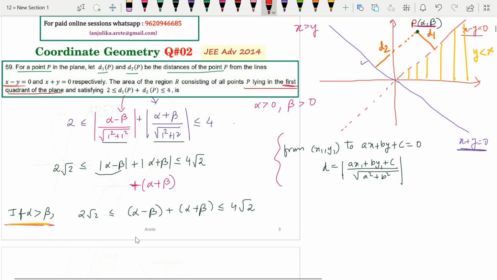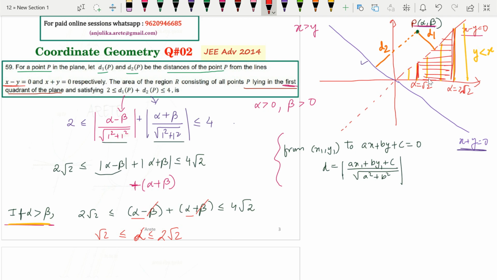Now let's solve it. See, beta and beta get cancelled. 2 alpha I'm getting here, and I can divide by 2. So I get this: alpha should lie between root 2 and 2 root 2. So let's say this is root 2, and alpha is 2 root 2 here. So the region we got is this region, whose area we should be looking for.